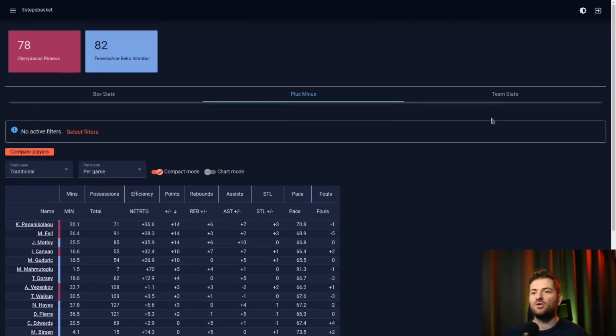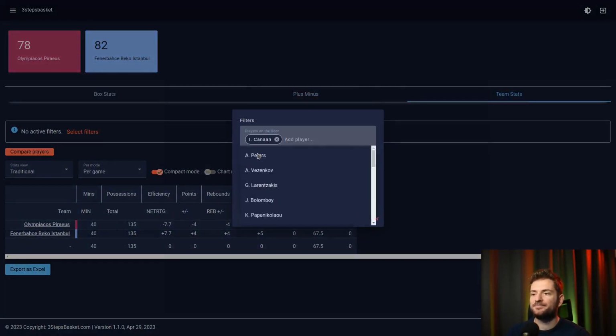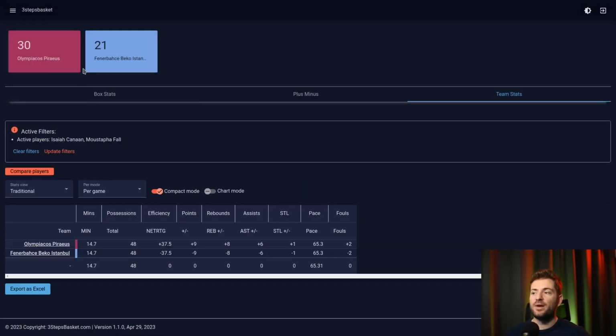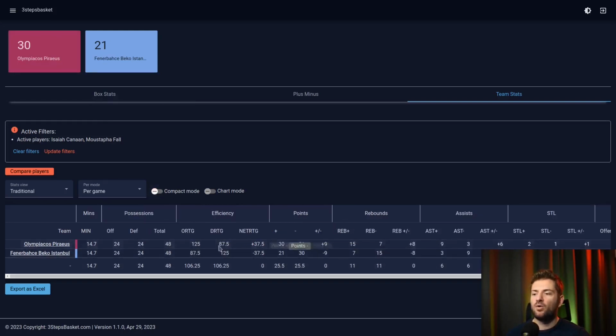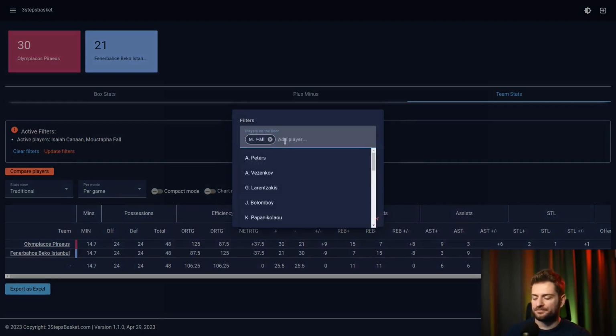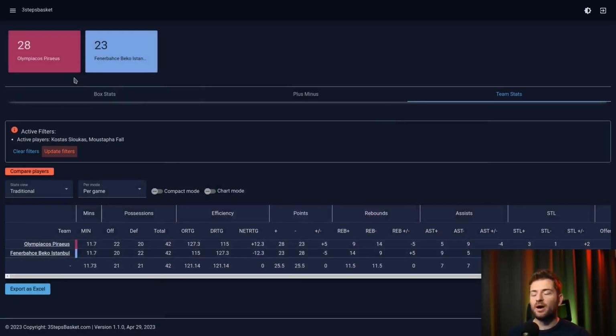So let's go and check this out by checking the team stats and by starting with the duo Canaan and Fall. Here we can see that when this duo was active, Olympiacos got a lead of plus 9 points with a pretty solid offensive rating and an amazing defensive rating. Now let's see what happened when Mustafa Fall was paired with Kostas Sloukas. Again, Olympiacos plus 5, with good offensive rating and defensive rating as well.